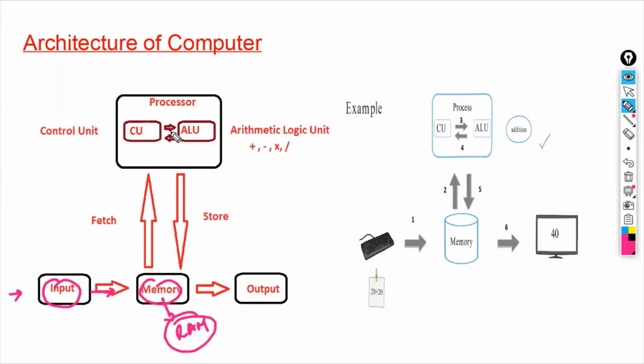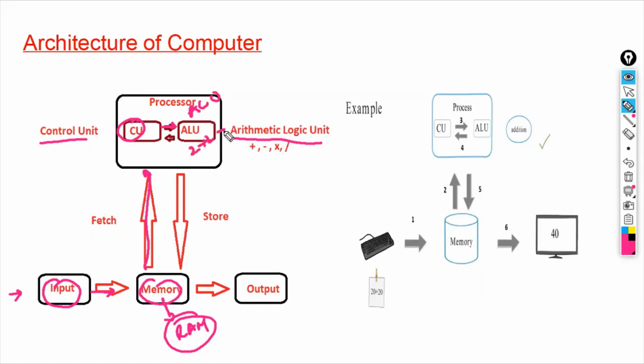From this memory, the CPU will fetch the information. CPU has two parts. One is the control unit. The other one is the Arithmetic Logic Unit. So this control unit will fetch the information from memory, and this information will be provided to the ALU to do the calculations. This ALU will do the calculation.